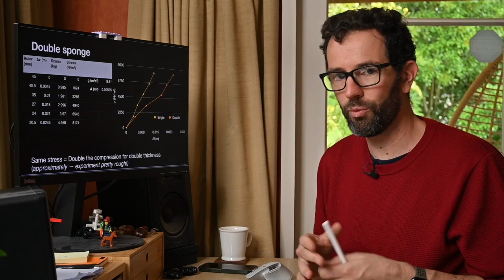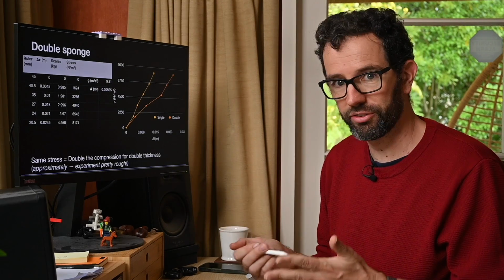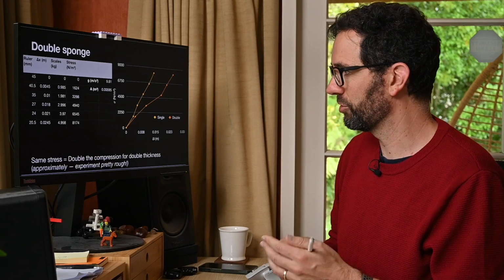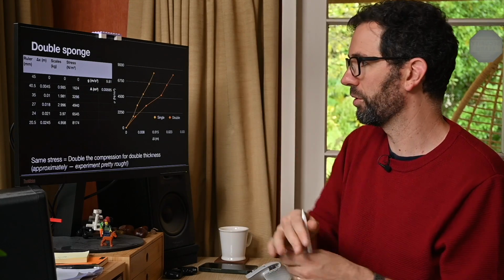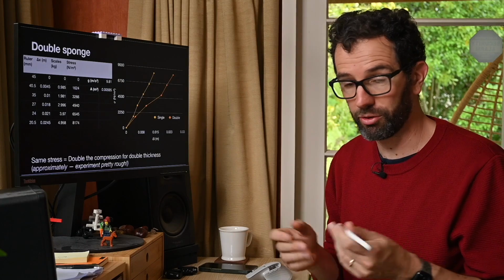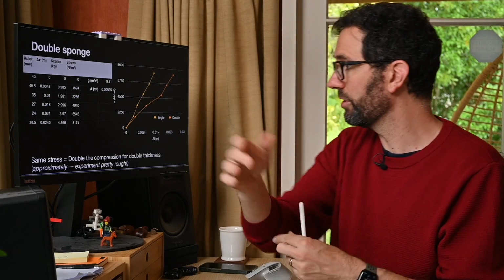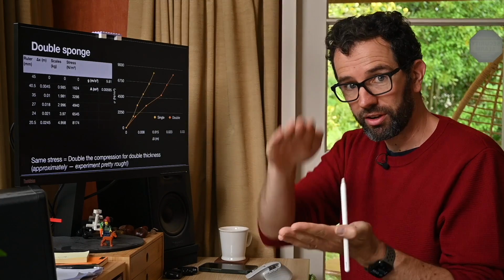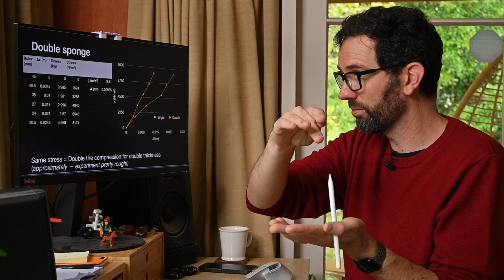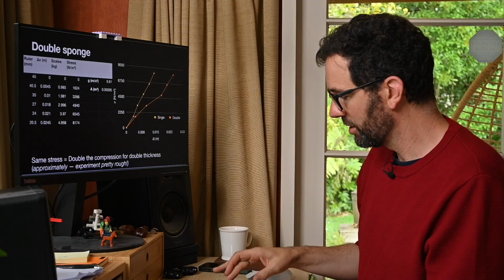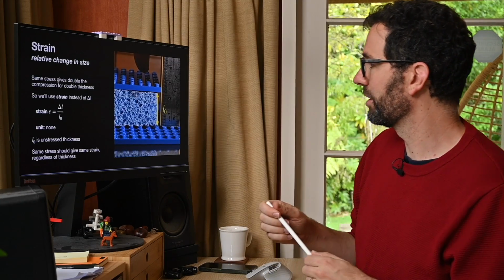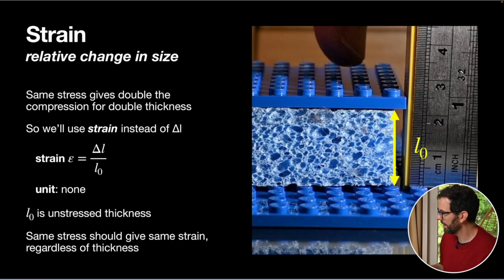So in much the same way as we used stress instead of force to measure how much force we were applying to it, we decided stress was a better thing, because that way we could sort of stop worrying about the actual area of it. In the same way, instead of measuring the absolute value of the compression in meters, we instead talk about a thing called the strain. And strain uses the Greek letter epsilon, and it's kind of like a percentage change in thickness.